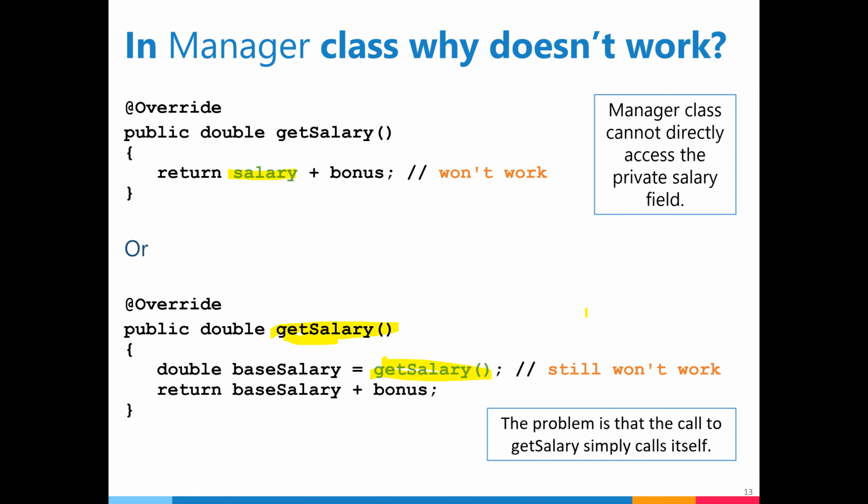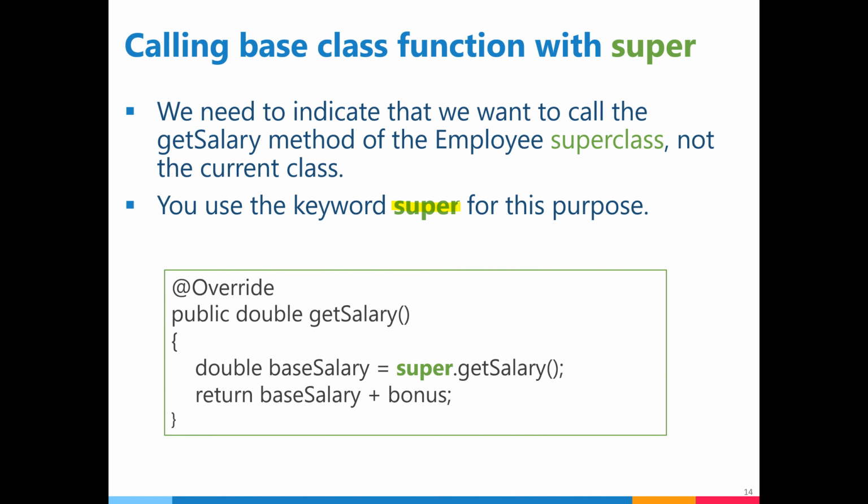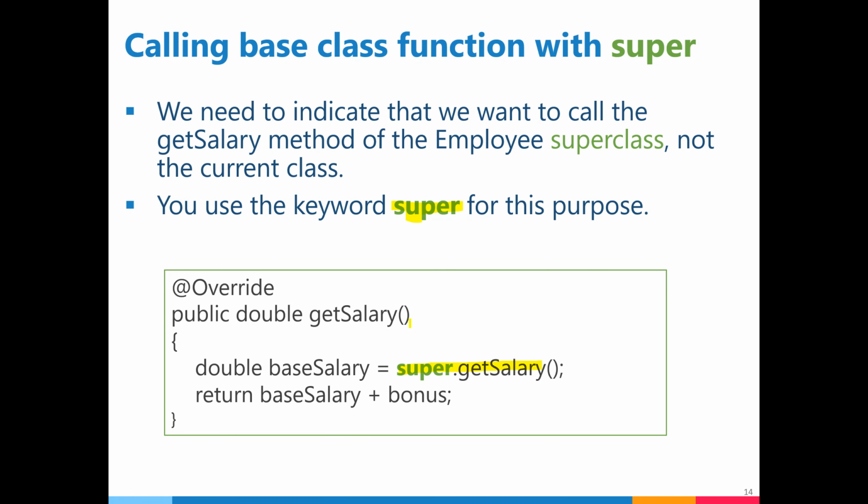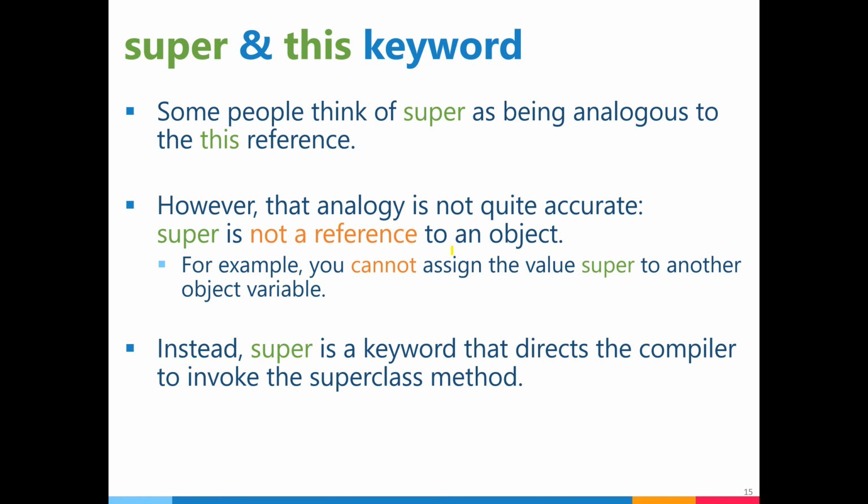But in Java, we have a solution for that: the super keyword. Super means call the base class's function. So when I say super.getSalary, it automatically will call this function here. That's it. This is the answer, and it will work fine. Super is not analogous to the this reference in C++.